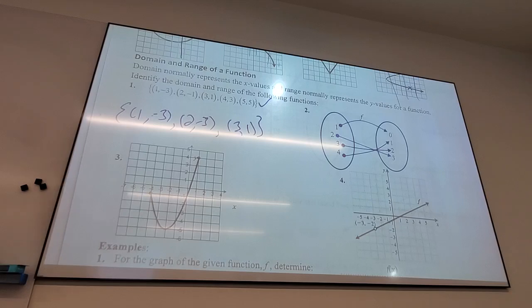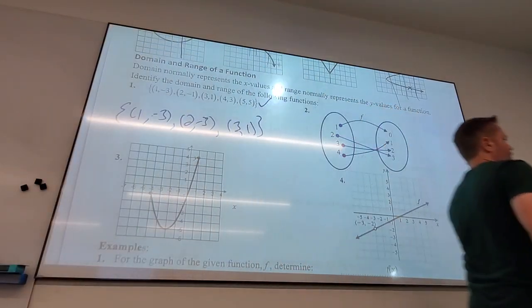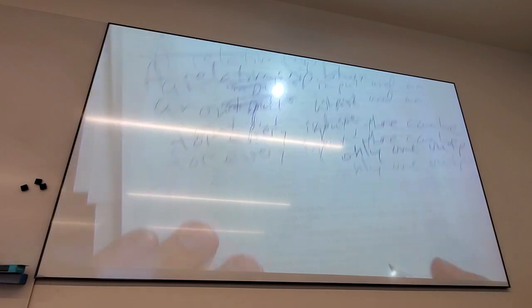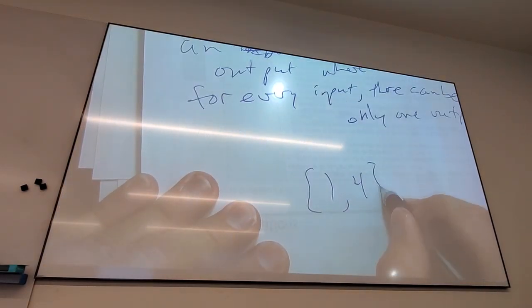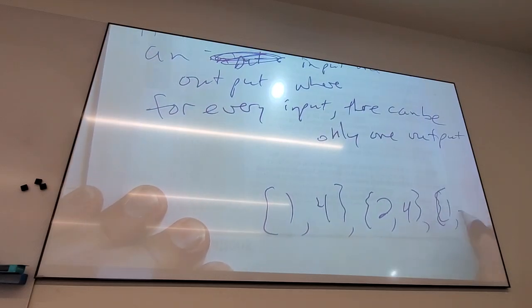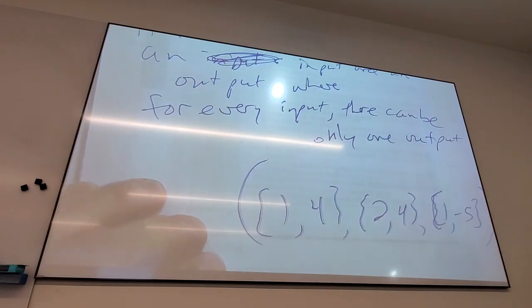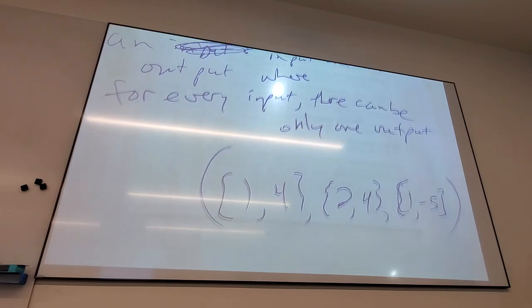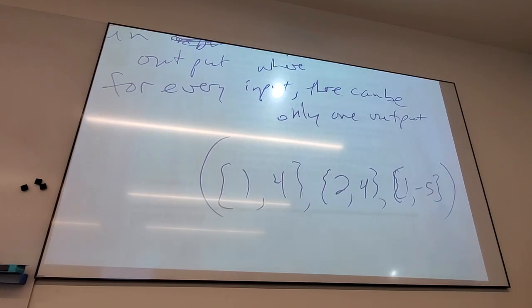A repeated input. So for example, if I gave you this problem, can you guys see that? Why specifically is it not a function? 1 has 2 outputs. 4 happening twice doesn't matter. 1 has 2 outputs. Yeah, like that.